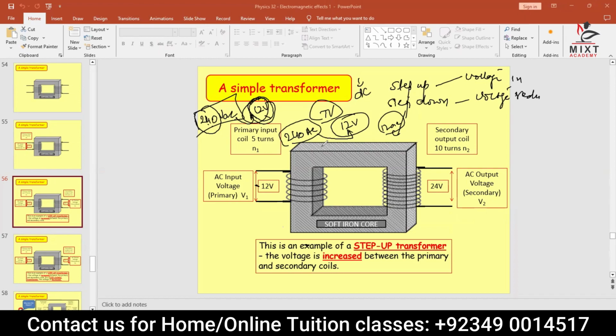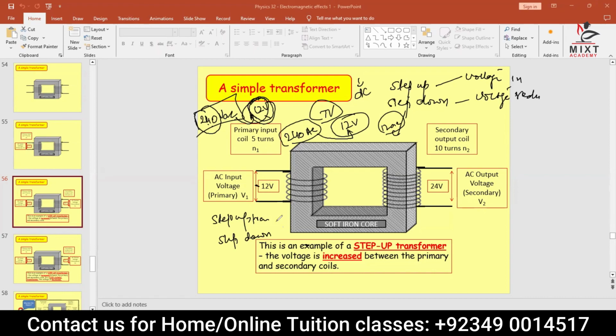So put a heading: Transformer. A transformer is a device which is used to step up or step down the voltage. It means that there are two types of transformer. One is called a step up transformer, and one is called a step down transformer.